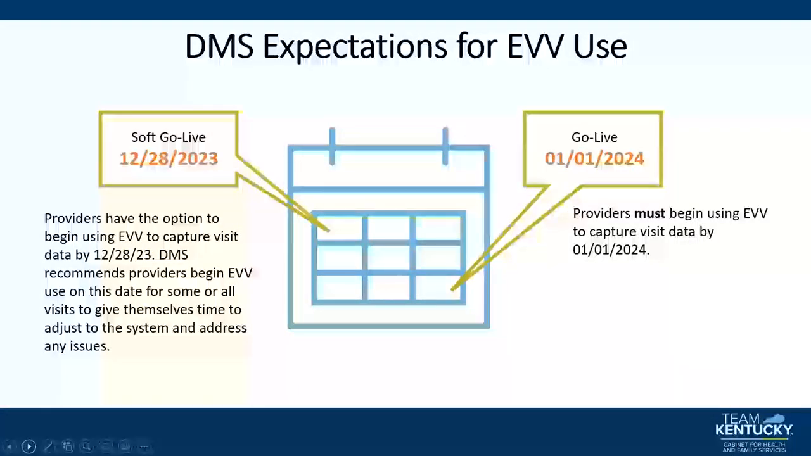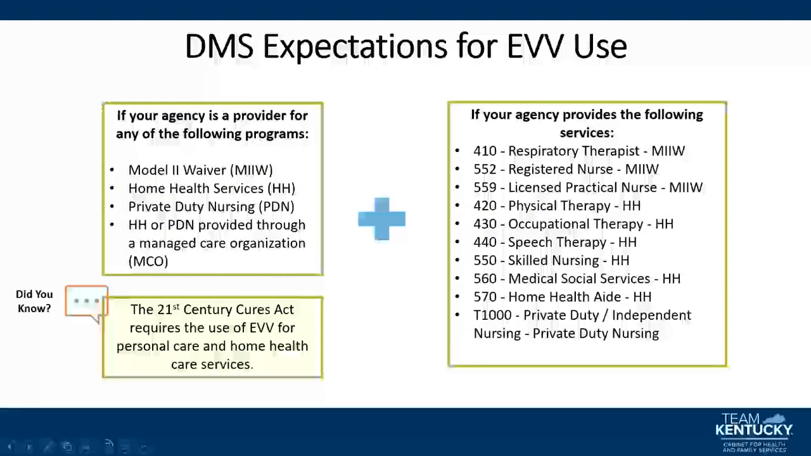Kelly, can we pop back one more to that. We've got the codes listed here. But essentially, it is any of the services that you provide through those three programs, with the exception of any supplies. Of course, you would not have to do an EVV visit for delivering supplies or providing supplies through either home health or private duty nursing. Kelly, now the next slide.